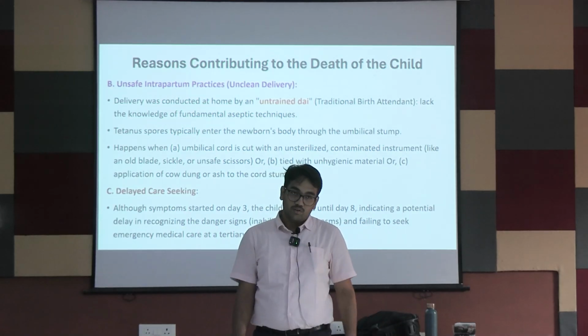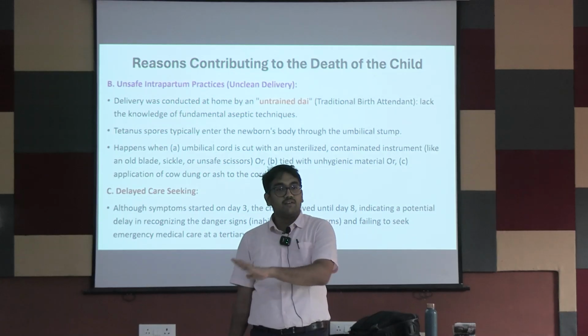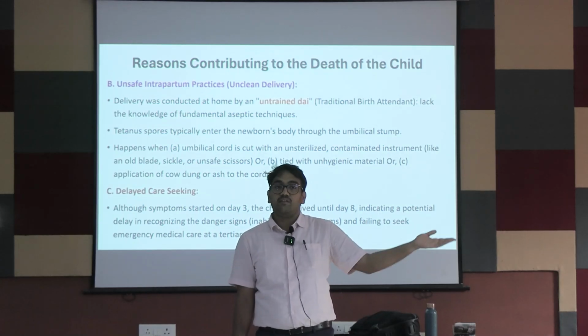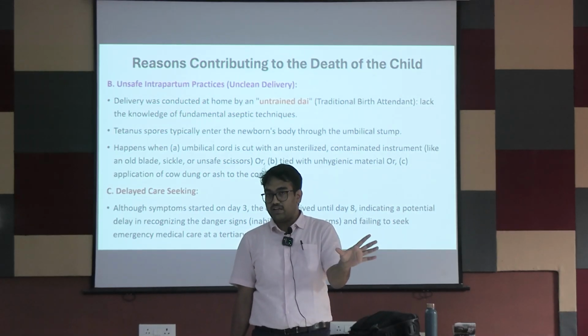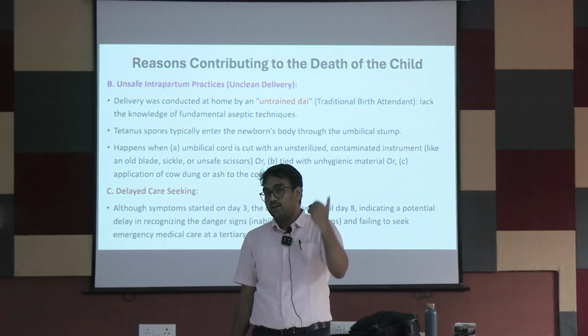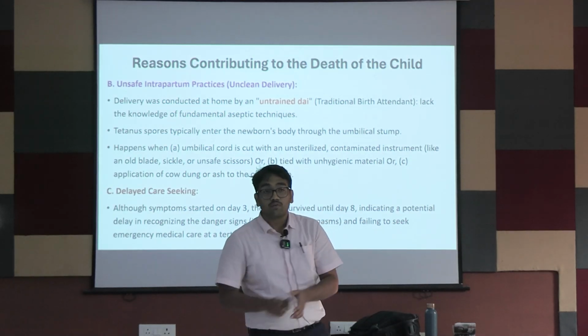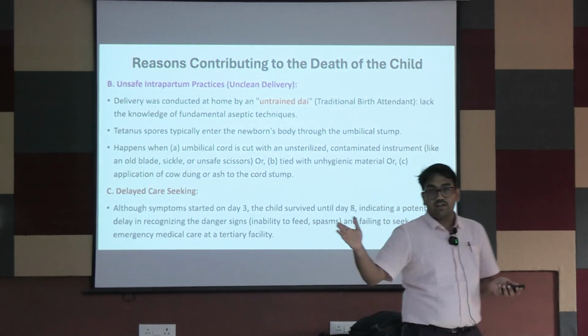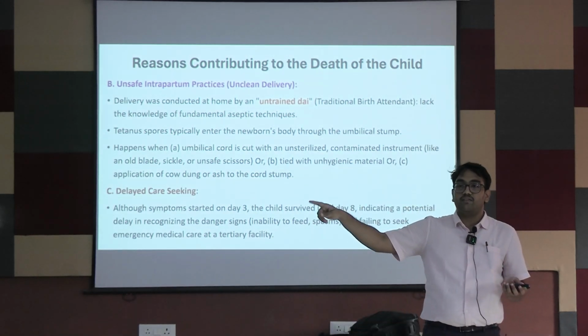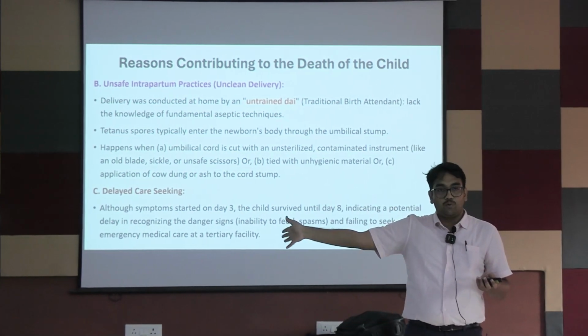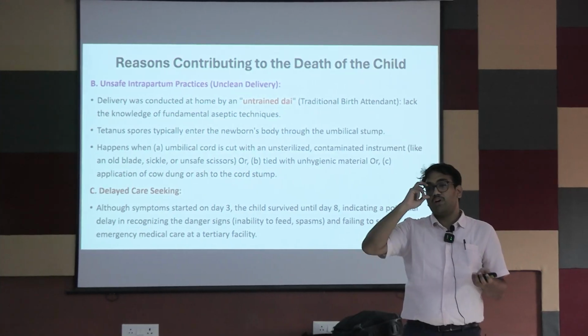So the ASHA worker should have gone on day 1, 3, 7, 14, 21, 28, 42. And for institutional delivery, the baby stays in the institution for the first 2 days in normal delivery. So it begins from 3rd day, 3, 7, 14, 21, 28, 42. So at 1, 3, 7 in the first week and at 7-day intervals till 1 month and then at 42 days. Those are the home-based newborn care visits.